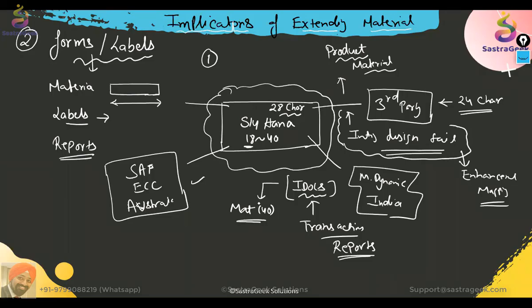Material 18 would always be populated. 40 would also be populated. You need to make sure wherever the integrations are there, and if you have extended your field length to material 40, that you use the material 40 length field. Any questions till now, guys?